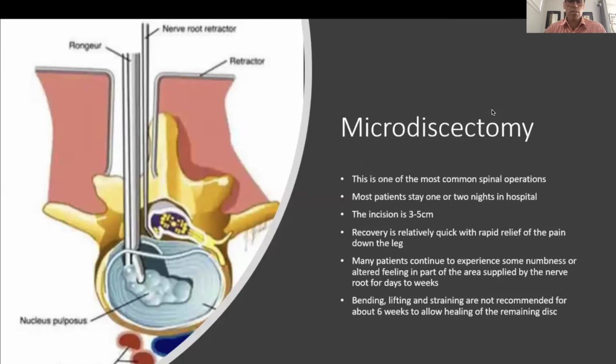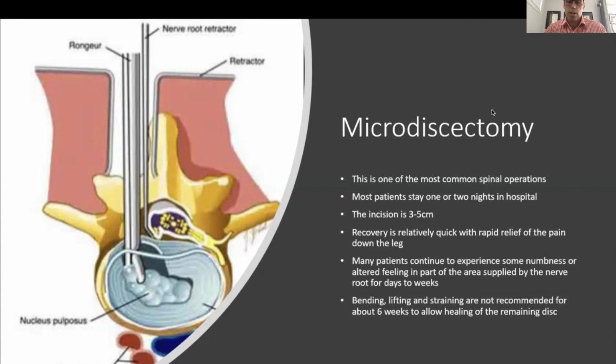So this is what a microdiscectomy entails, where a small skin incision is made just to gain access to the spinal canal. The nerve sac is gently retracted over where the disc lump is protruding into the canal, and the disc lump is removed along with any other loose disc material within the disc. The intention is not to remove the entire disc, but there is a balance between adequate removal to avoid recurrence and too much removal, which will lead to ongoing symptoms. Most patients typically stay 1 or 2 nights in hospital.